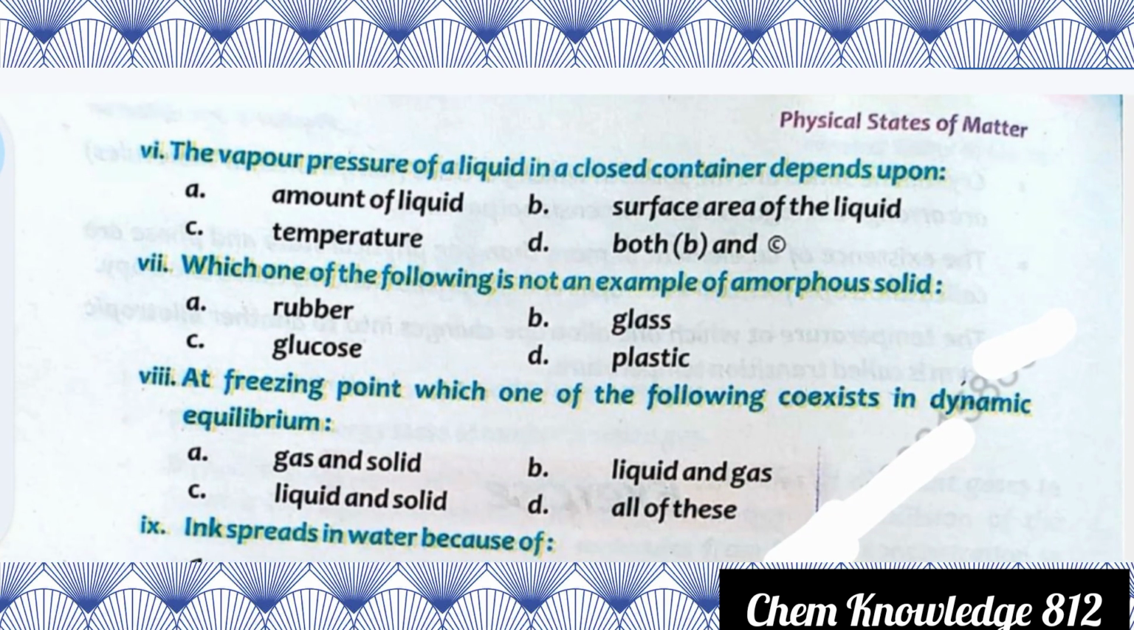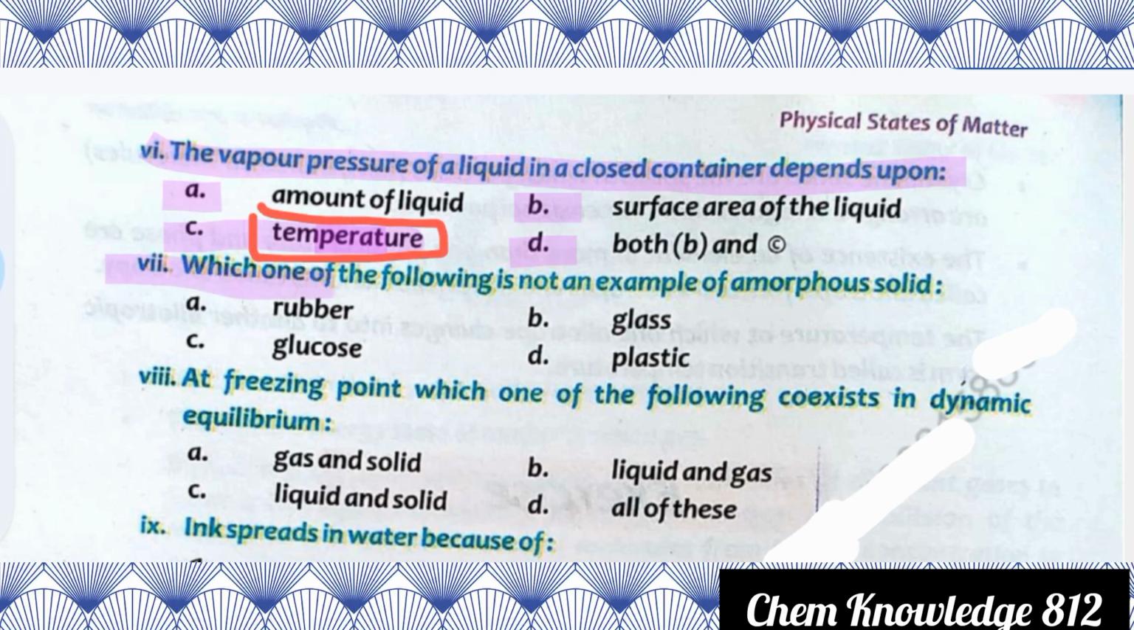Number 6. The vapor pressure of a liquid in a closed container depends upon A, amount of liquid, B, surface area of liquid, C, temperature, D, both B and C. So the correct answer is temperature. You can say that C is the correct answer.